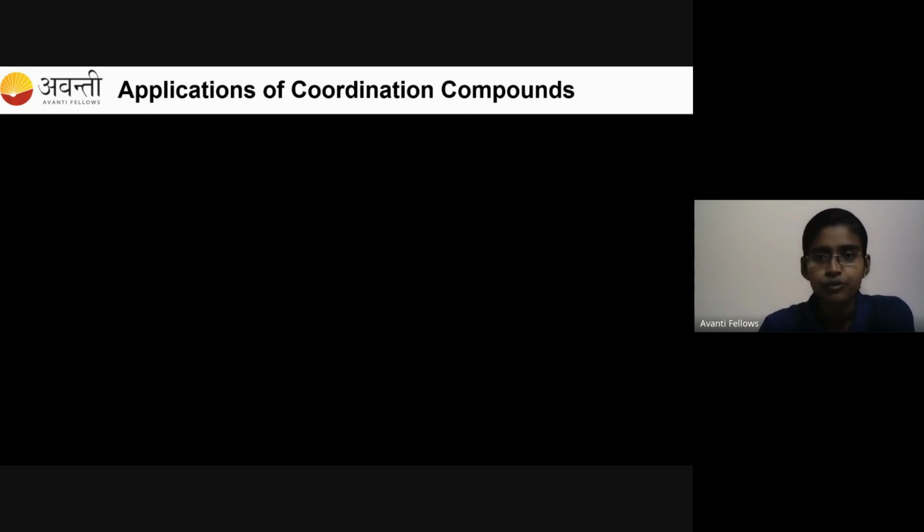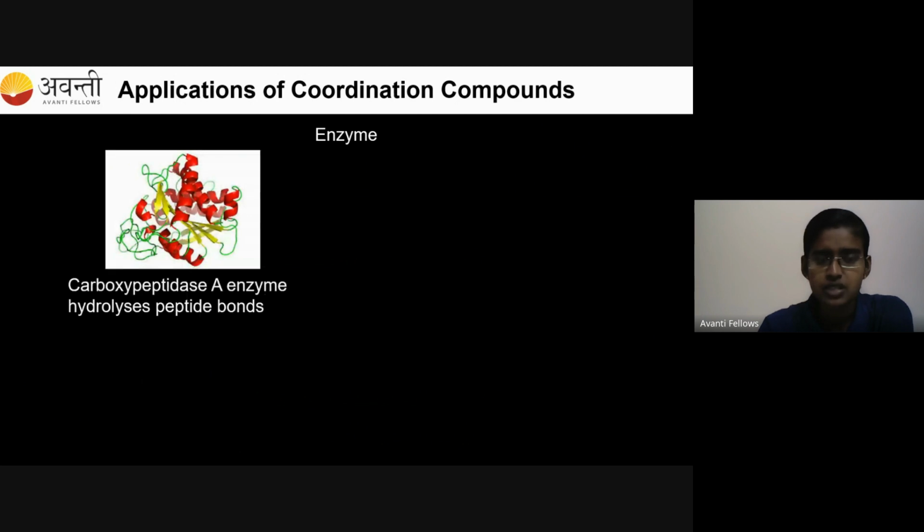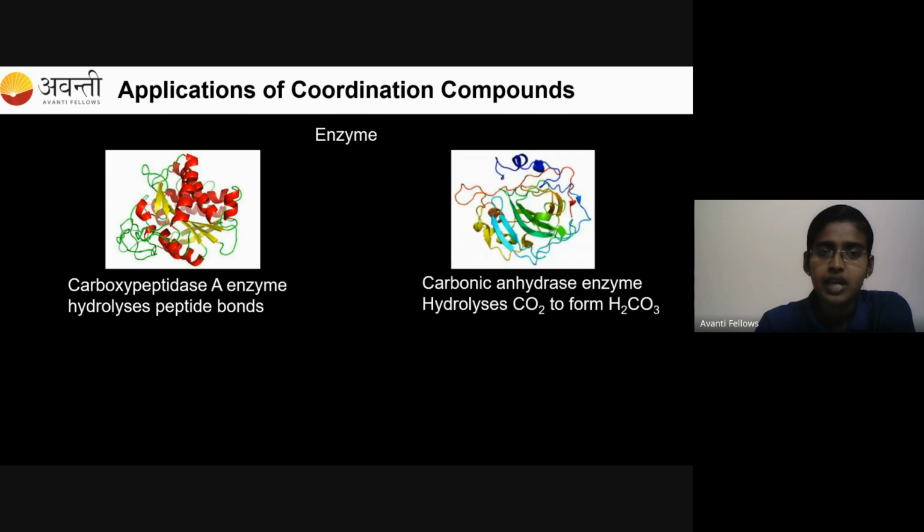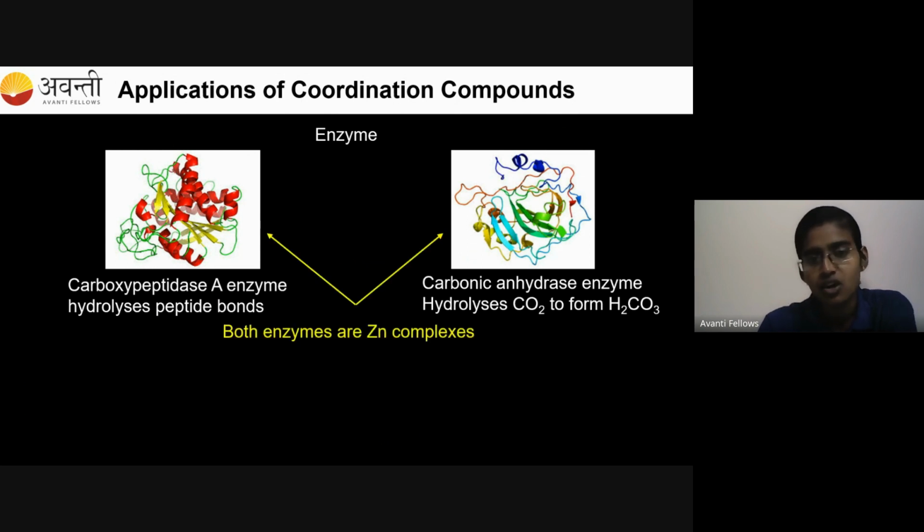And coming to the next application, it also has some application in enzymes. In the carboxypeptidase A enzyme, we have this coordination compound, and zinc is present as the central metal atom there. And in the case of carbonic anhydrase enzyme, we have zinc again. So both enzymes are zinc complexes. A metal ion with ligands together as a coordination compound is present in the enzymes.